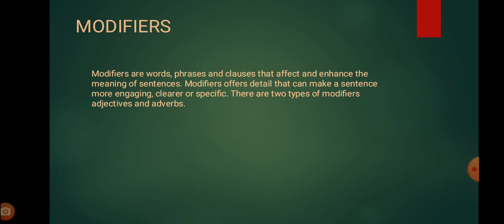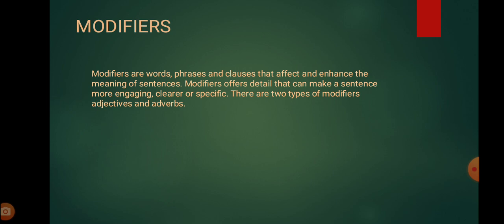Specifically, we are going to look at modifiers. What are modifiers in the English language? Modifiers are words, phrases, and clauses that affect and enhance the meaning of sentences. Modifiers offer detail that can make a sentence more engaging, clearer, or specific. There are two types of modifiers: adjectives and adverbs.